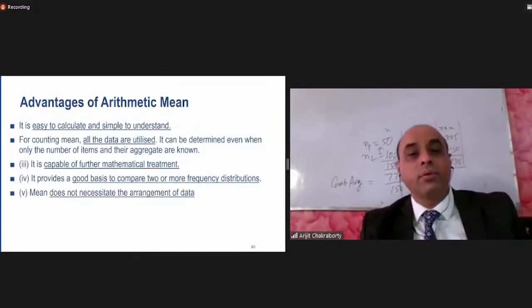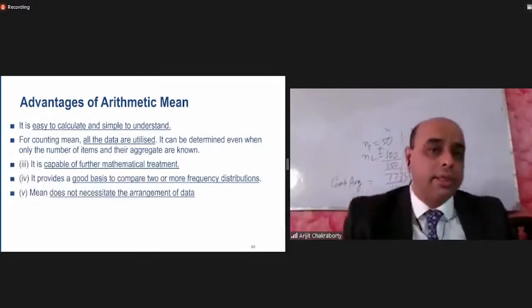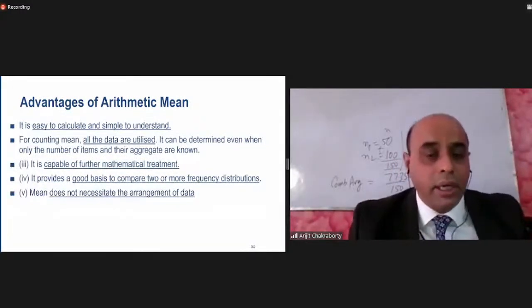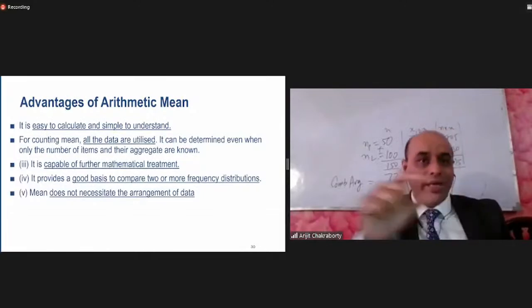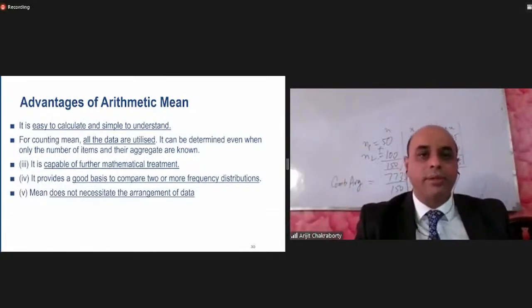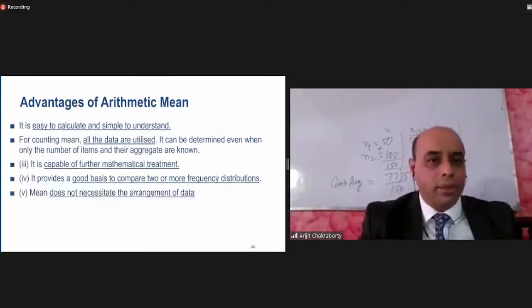And we don't have to arrange the data. Later on, you will see that in case of median, we have to arrange the data in ascending or descending order, but that is not required in case of mean.